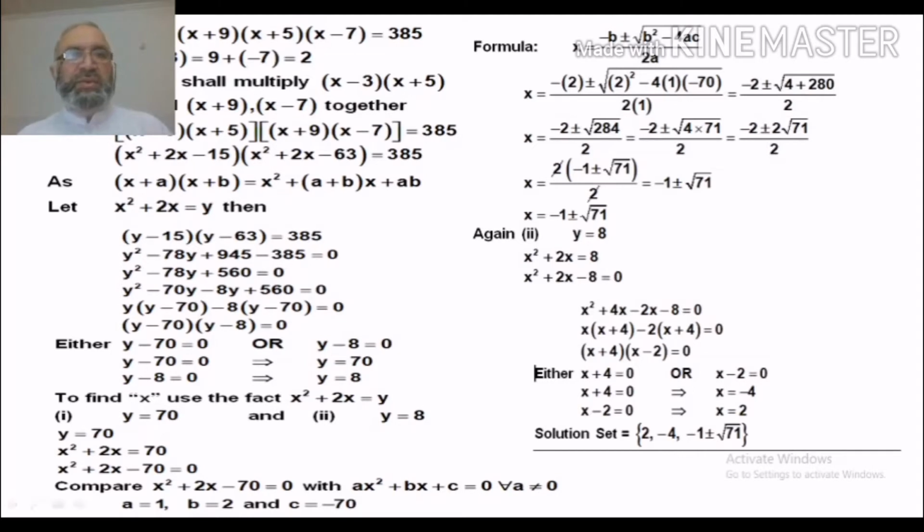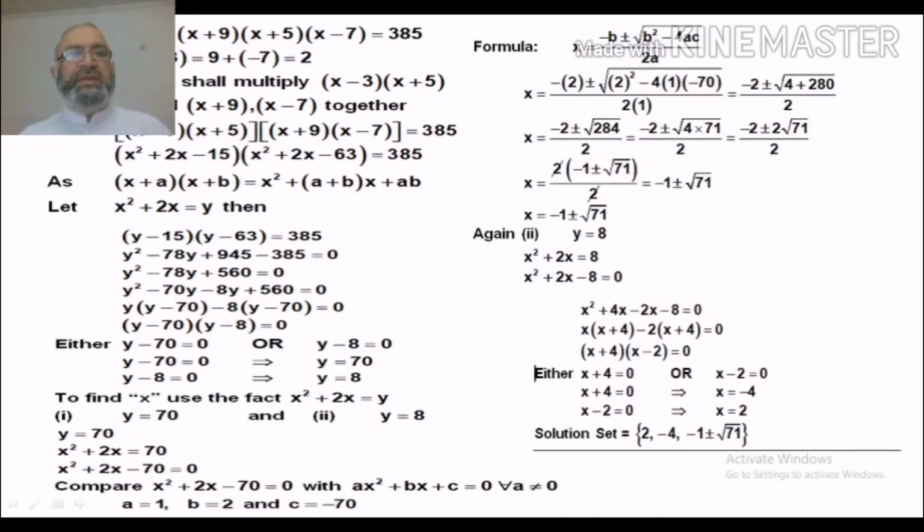So come to part 13, question 1, exercise 1.2. Part 8 is (x minus 3)(x plus 5)(x plus 9)(x minus 7) is equal to 385. So look at the equation. There are four factors which are in product form.